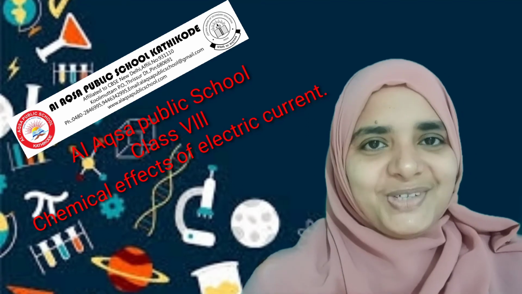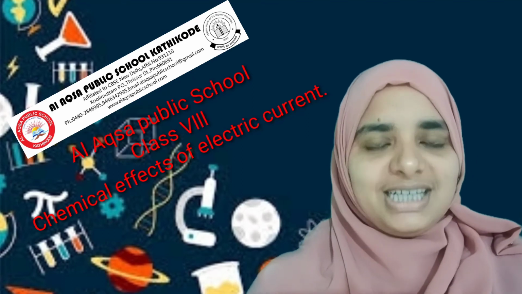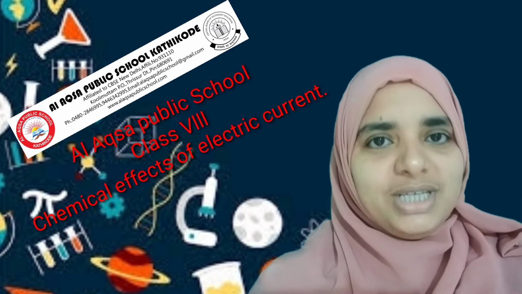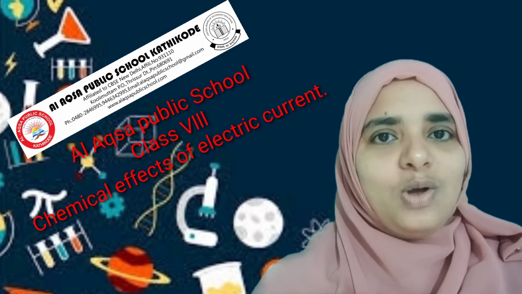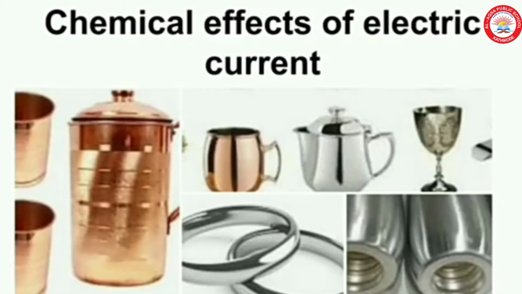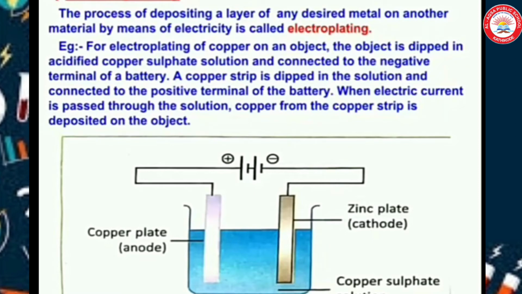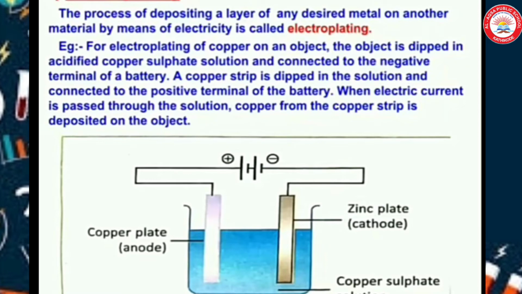Good morning, dear students. In our last class, we discussed what electroplating is, and today we are going to discuss the applications of electroplating. We have already discussed that the passage of an electric current through a conducting solution causes chemical reactions. The process of depositing a layer of any desired metal on another material by means of electricity is called electroplating.